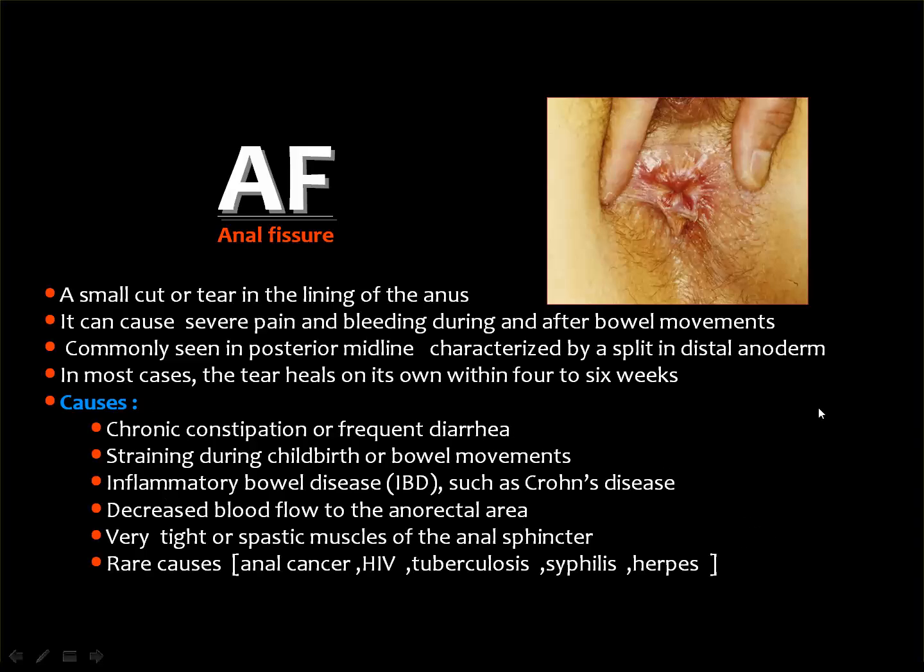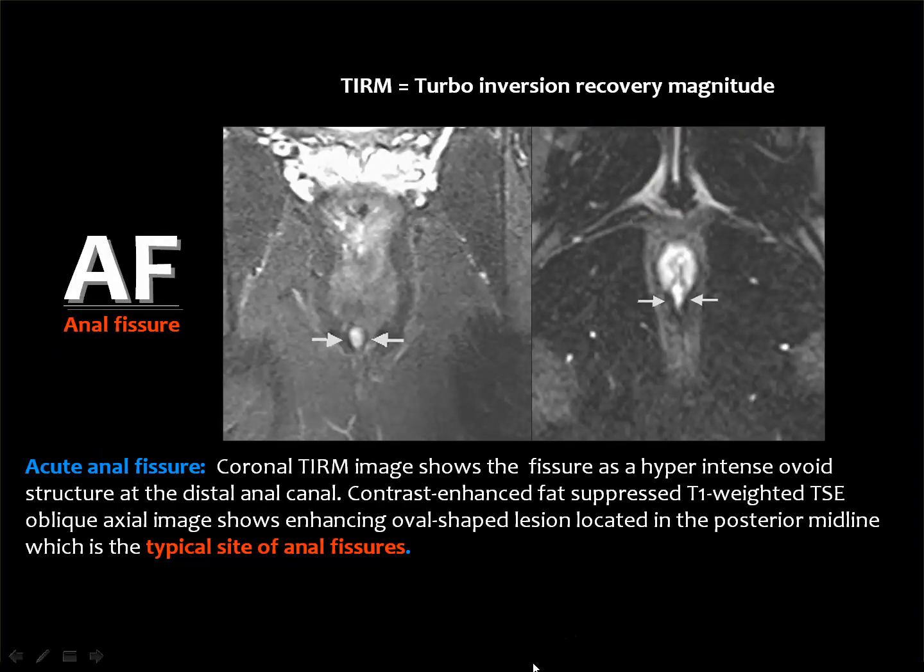The causes of anal fissure include chronic constipation or frequent diarrhea, straining during childbirth or bowel movement, inflammatory bowel disease like Crohn's disease, decreased blood flow to the anorectal area, and very tight or spastic muscles of the anal sphincter. Rare causes may be anal cancer, HIV, TB, syphilis, and herpes. This is the most typical site for the anal fissure.